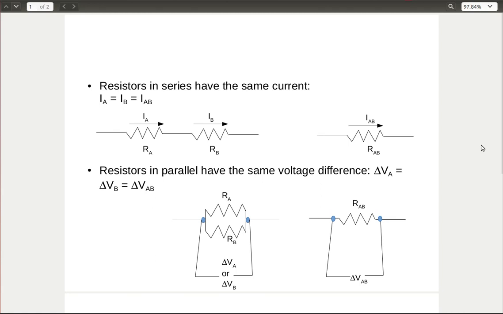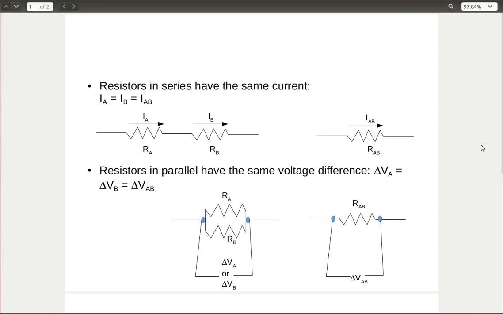So you can talk about the potential energy dissipated, or the potential difference across RA or across RB, but because of how they're connected, those potential differences will always be equal. You can represent that with equations by saying the potential difference across RA, delta VA, is equal to the potential difference across RB, delta VB, and you could also call that delta VAB. That's the equation I've written: resistors in parallel have the same voltage difference.